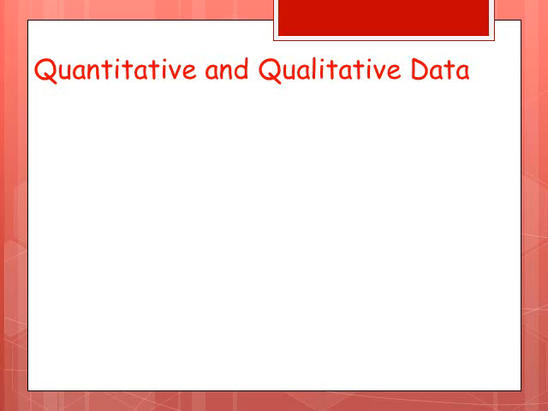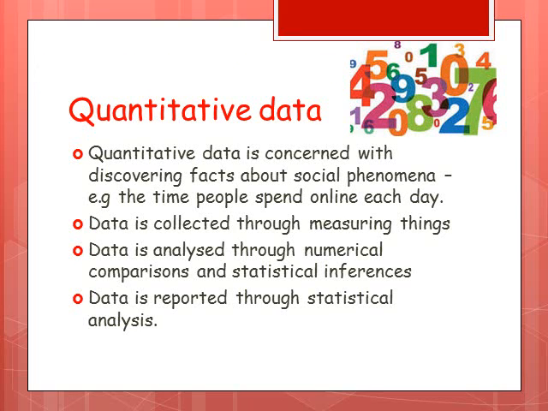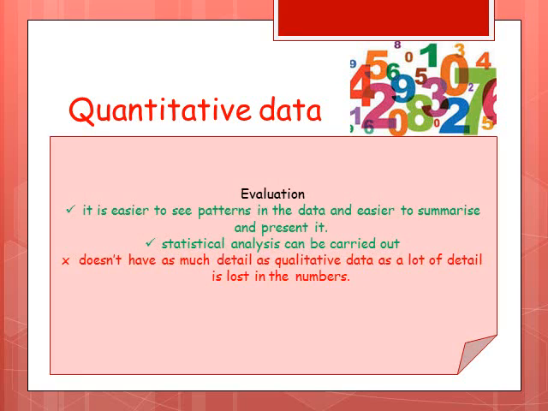So quantitative and qualitative data. Quantitative data concerns facts about a social phenomenon. Generally, it is collected through measuring things. It tends to be numerical data, so it's data in number, and data is reported through statistical analysis. So, strengths of it is easier to see patterns and it's easier to summarise and present the data.